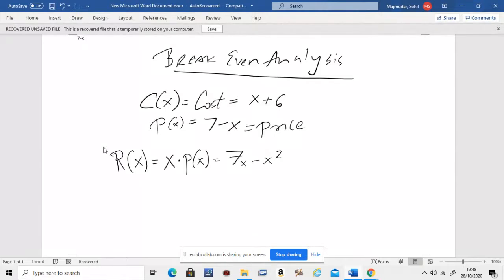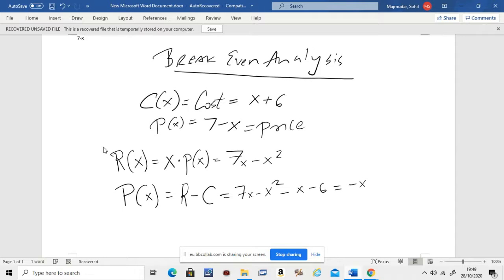Now say the next question is find the profit function. It will be denoted by a capital P of x. And the formula for the profit function will be the revenue function minus the cost function. So this function minus this function. So let's do this: 7x minus x squared minus (x plus 6). We do the minus because the minus distributes to both.